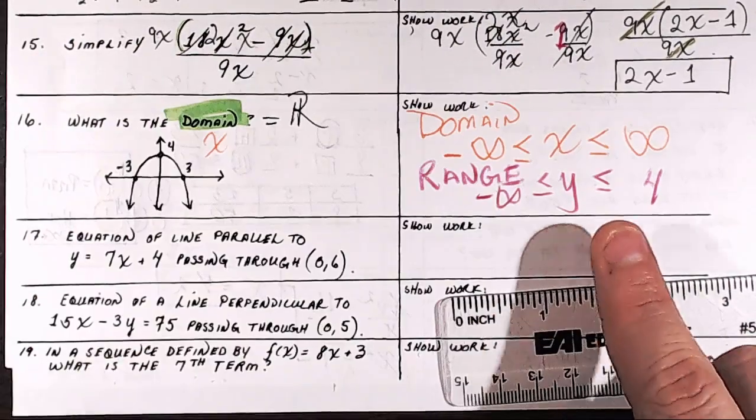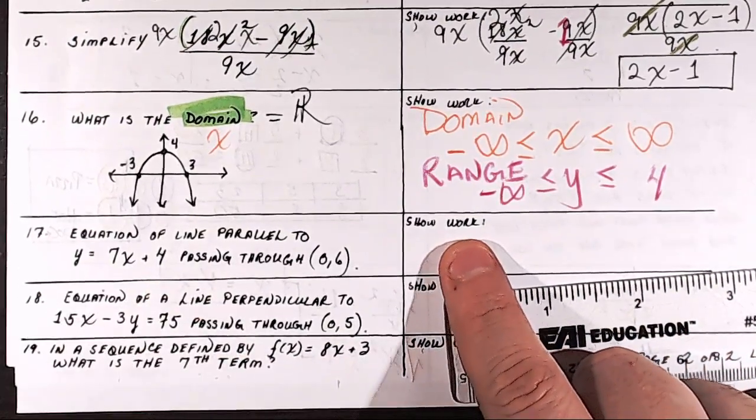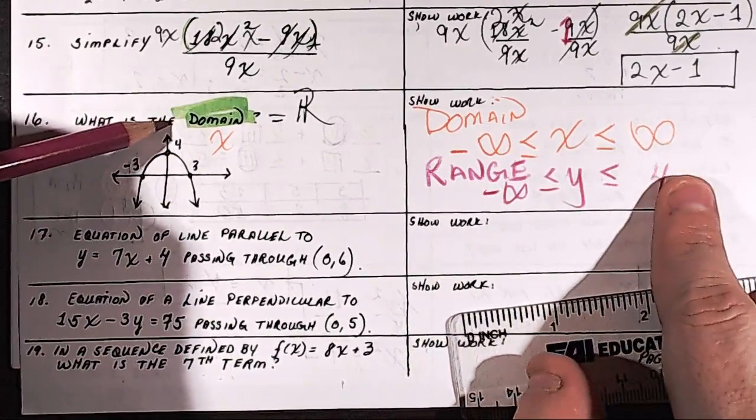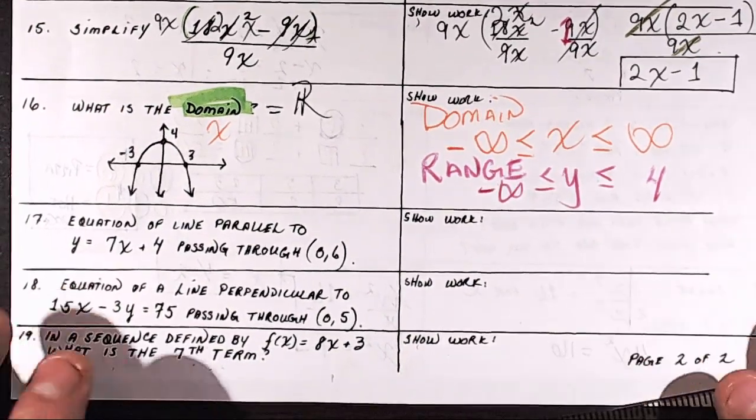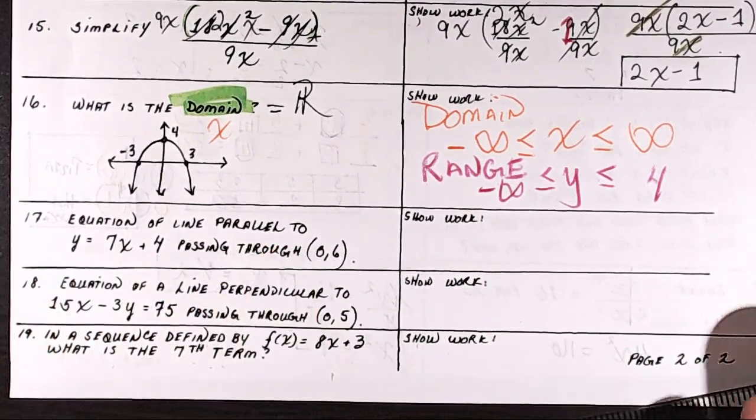Negative infinity. So the range is negative infinity all the way up to 4. That's domain and range. Okay, number 17, the equation of a line parallel.